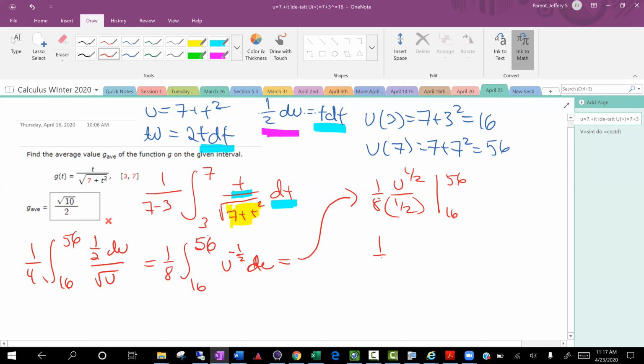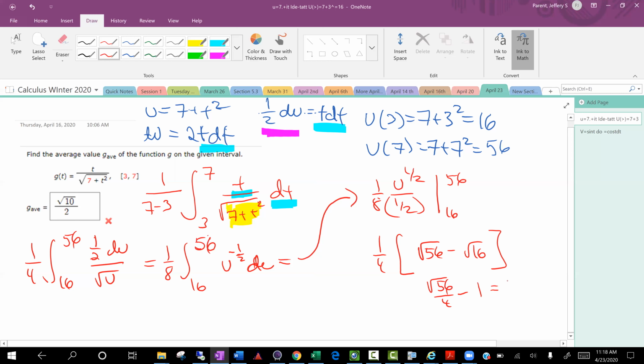So that's going to be 1/4 of the square root of 56 minus the square root of 16, right? Because the 8 times the 1/2 gives me 4, and then just plug in the limits. Square root of 16. So basically, to me, it looks like square root of 56 over 4 minus 1, which is 1/4 of 4.